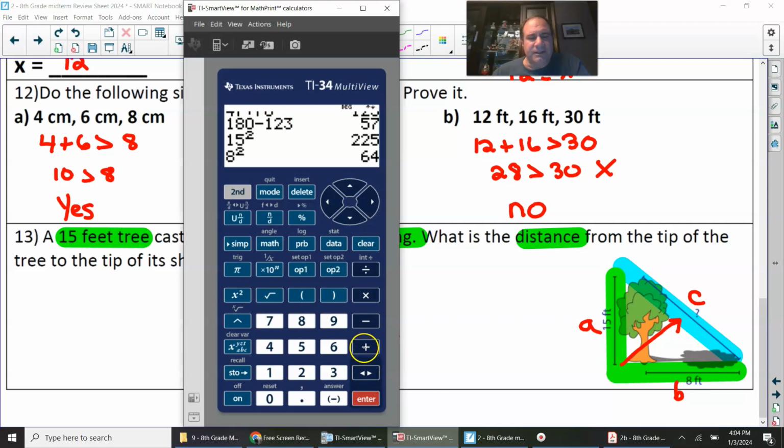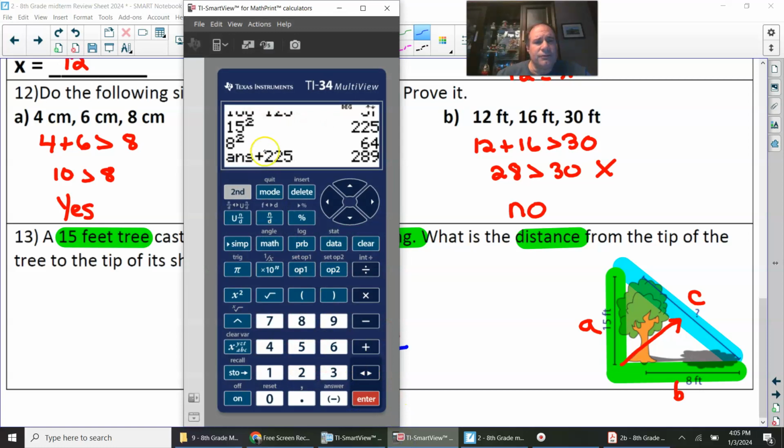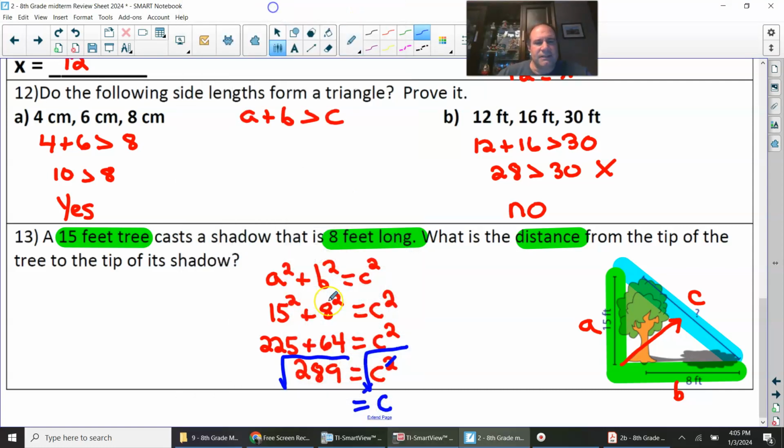So now we have 225 plus 64. I'm going to press 225 plus 64, and that's 289. So 289 equals c squared. Now, this is an inverse operation that we don't talk a lot about: the opposite of squared is square root, and the opposite of square root is squared. So when you see squared and you have to figure out what c is, not c squared, you square root both sides because that is the opposite of what you're seeing. So this is c now, because the squared and the square root cancel out. To do the square root of 289, you press this button right here, press 289, and press enter, and it is 17. And it's 17 feet, by the way. So C is 17 feet.